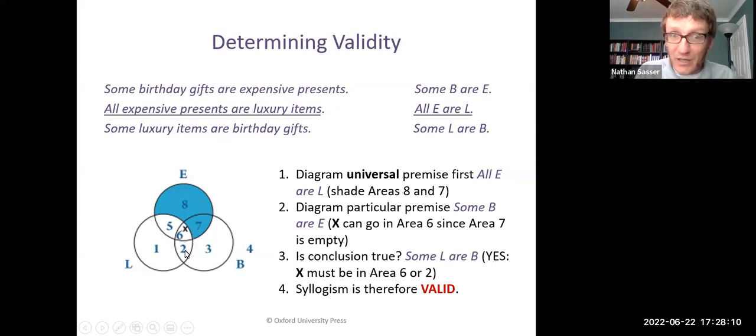Well, the LB overlap area is 6 and 2. Is there an X in the 6 and 2 area or on the line between them? Yes, there is. There's an X in the 6 area. So that means if those premises are true, the conclusion has to be true. It's baked in already. It's already in the diagram. So you know that the syllogism is valid. That's how you use the Venn diagrams to determine validity.